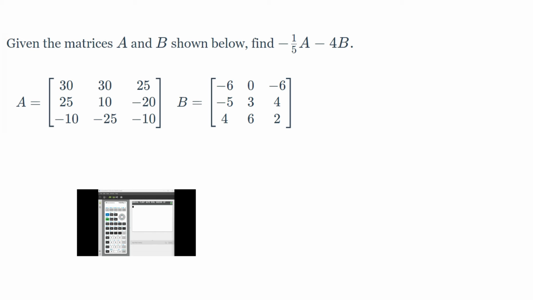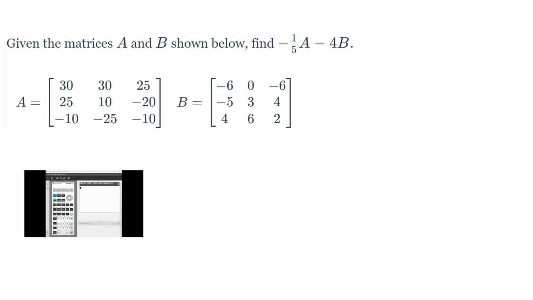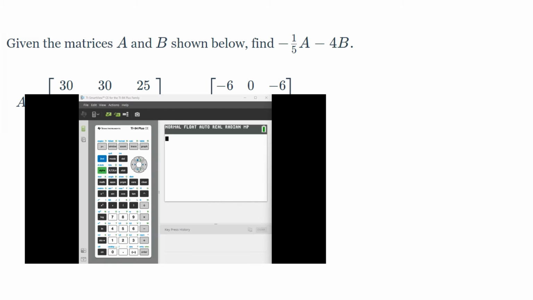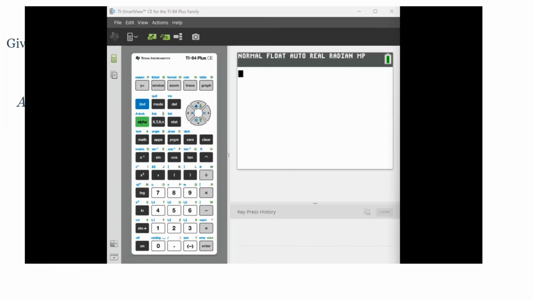All right, as we take a look at this one, you can see we've got a lot going on. 1/5 times the A matrix, negative 1/5 times the A matrix, followed by a subtraction by 4 times the B matrix. Again, I've taken this to my calculator. I'm going to let this one go as well and show you how we do these.